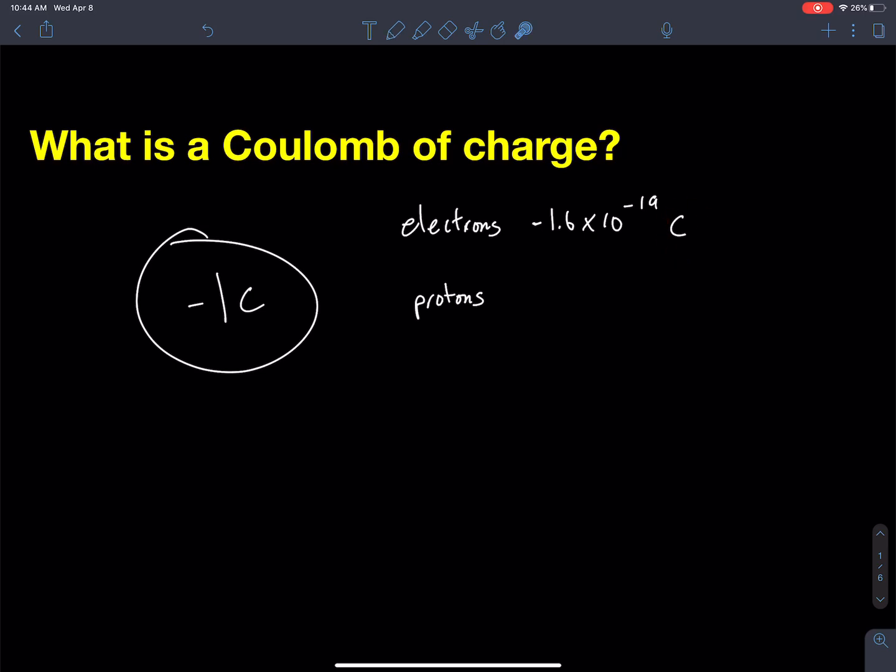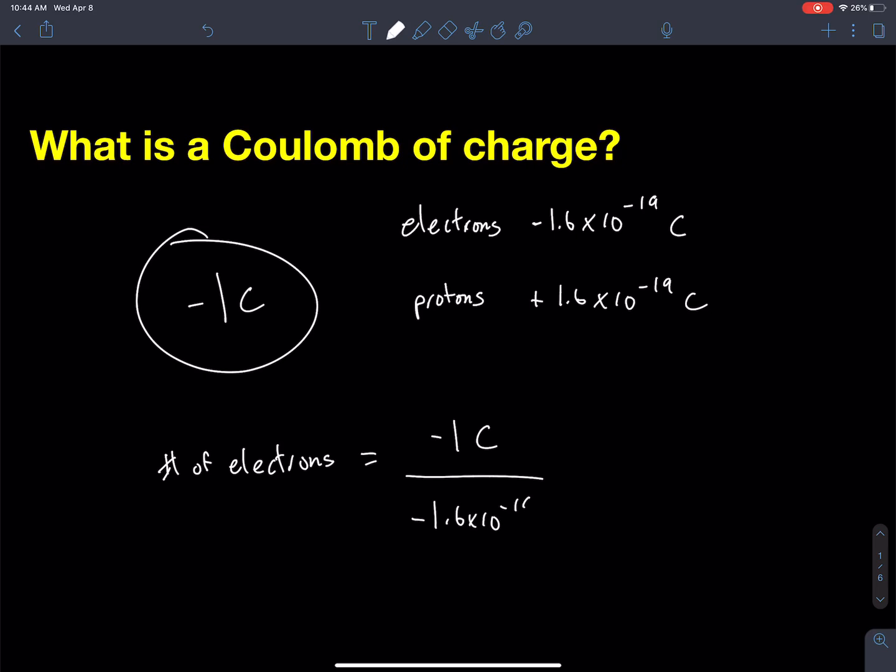What is a coulomb? That's the unit of charge. And a proton is just the opposite. It has +1.6 times 10 to the negative 19 coulombs. So if a question said, if I charged up an object with -1 coulombs, how many electrons are inside? I'd be able to calculate the number of electrons is equal to -1 coulombs divided by -1.6 times 10 to the negative 19 coulombs per electron. And that would give me the total number of electrons.